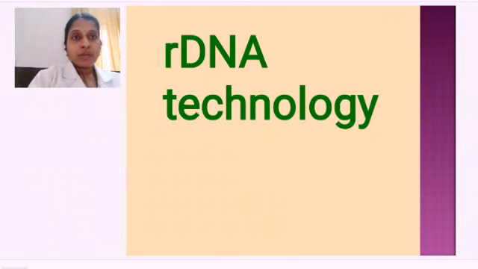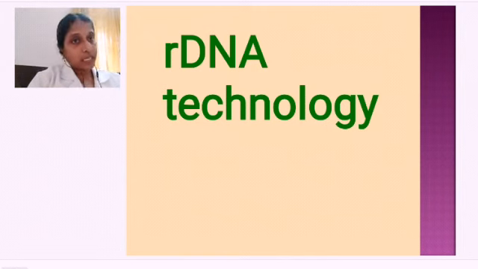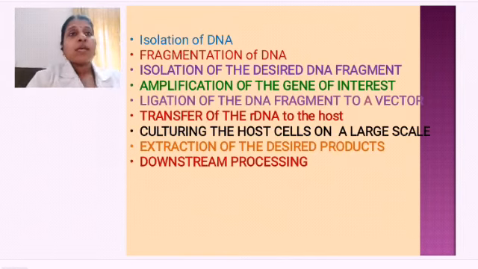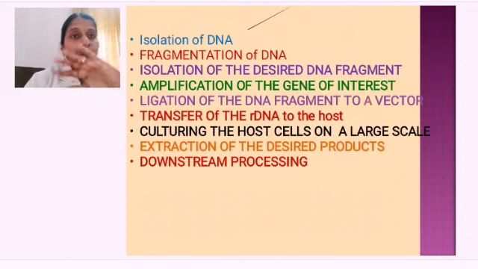So rDNA technology, recombinant DNA technology, or we call it cut and paste technology, genetic engineering. In this we have already seen some points. What were the points? First was isolation of DNA. So from the cell wall everything is removed and the DNA is isolated. So that was the first point.